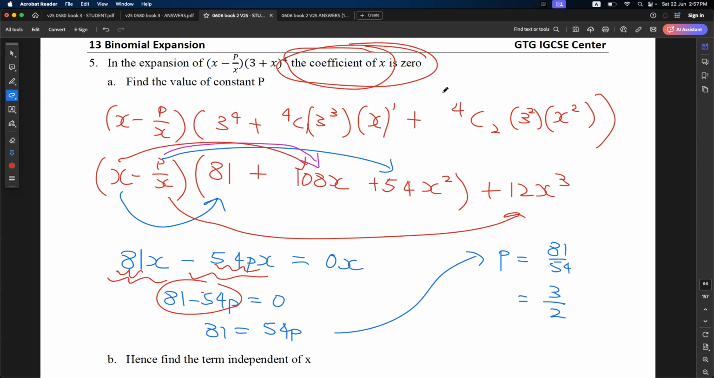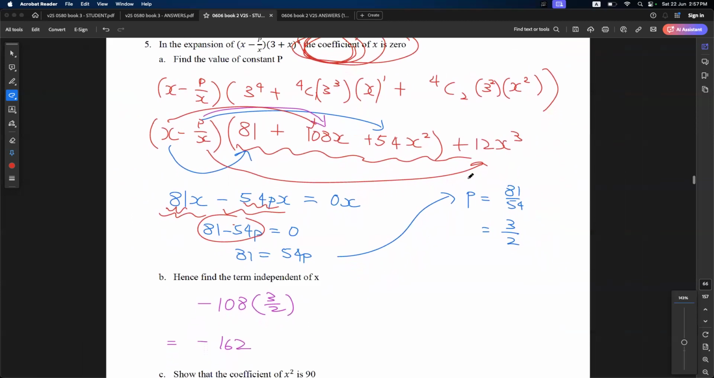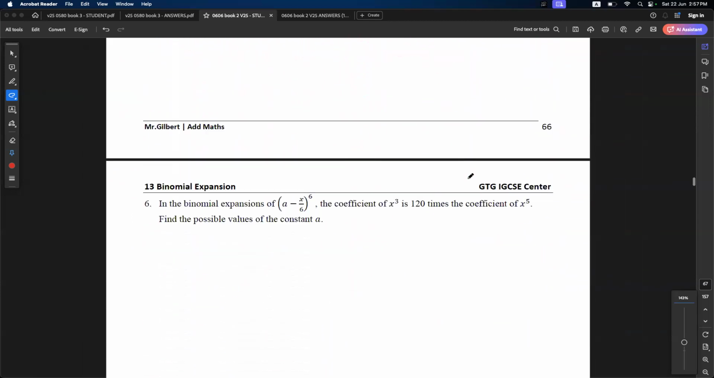This is just a style the question will ask. It can be like this or any of the previous questions we tried. All you have to do is understand what a coefficient is and how many expansions you need. That's it. If you guys are good, you can go for question 6.